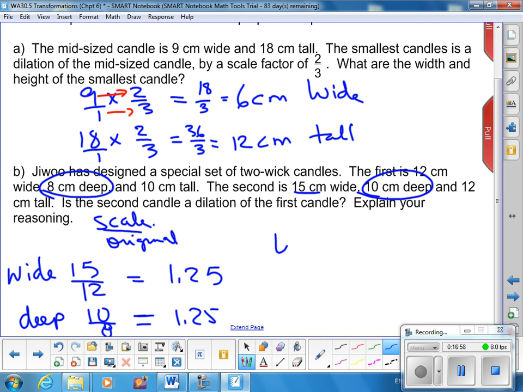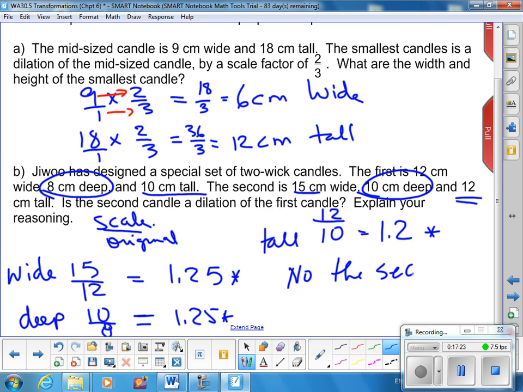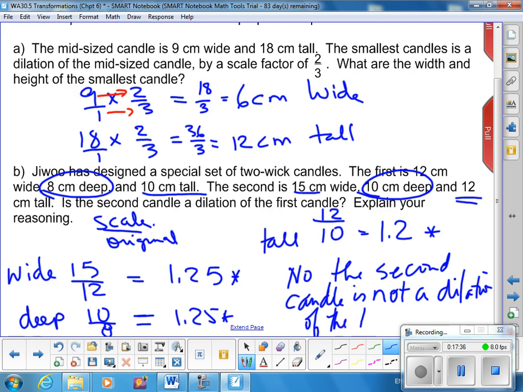And the third is the height, and it's going to be 12 over 10 for tall, sorry. 12 over 10, which is 1.2. These are not identical. These two are, but the third one is not. So no, the second candle is not a dilation of the first. All the scale factors have to be identical for them to be dilations.